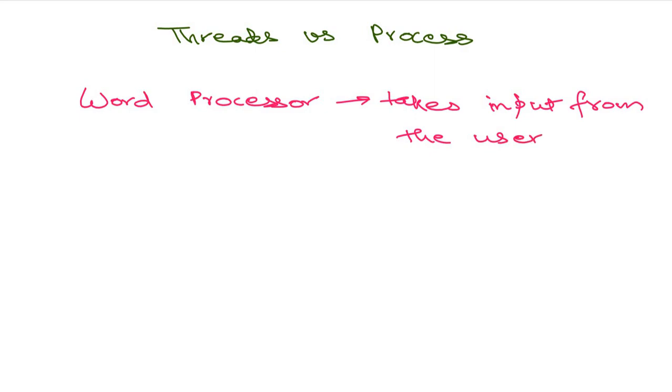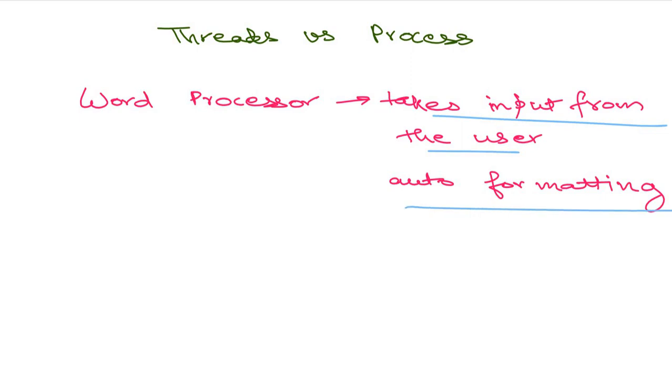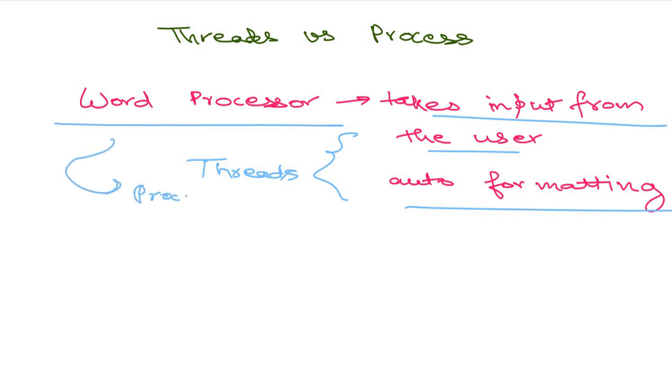and it also does auto formatting. So these two, taking input from the user and doing the auto formatting, are threads, whereas this word processor as a whole is a process.